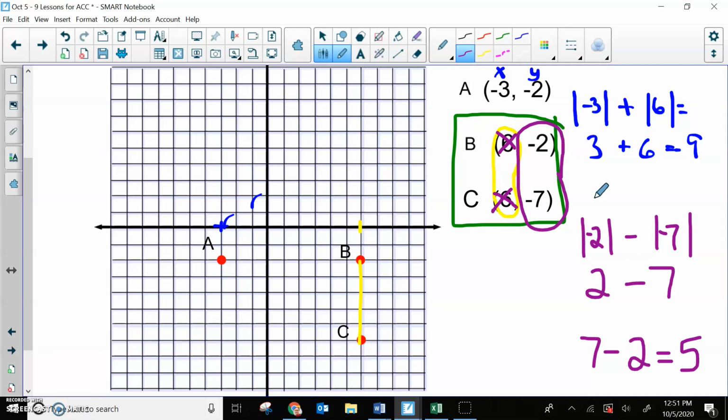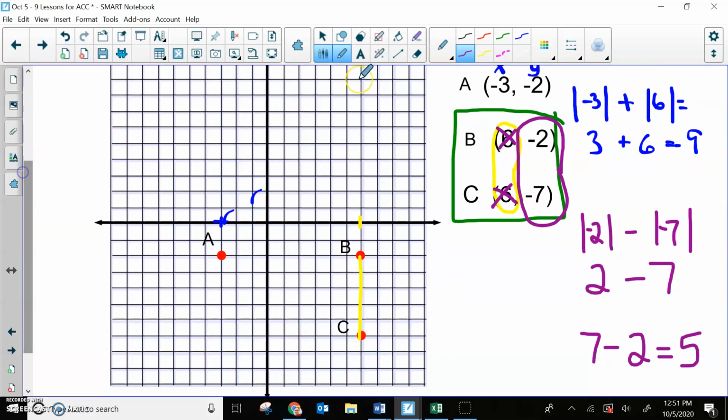So sometimes we will need to add absolute values when they're on opposite sides of 0. One is negative, one is positive. Always add. When they are on the same side of 0, either both of them are negative or both of them are positive, we would subtract those numbers. And that is, just in a nutshell, how to write the absolute value equations.